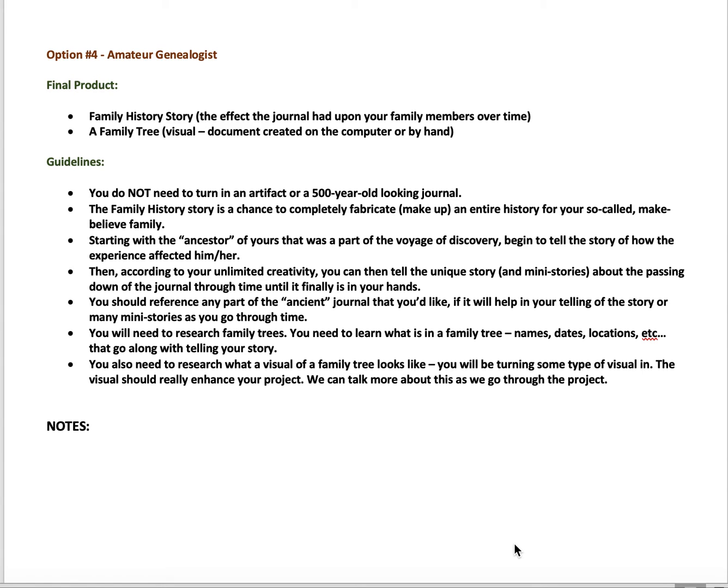But just keep in mind there's two things you're turning in: the story, and that's all the people over time talking about it, and then an actual family tree. Now, this can be something created on a computer like I did. I showed you guys, I think I showed all my classes, my Ancestry.com. You can do something that looks like that and just make it up. Or you can do something by hand, or you can make a visual. It's up to you. Okay? All right. Good luck.